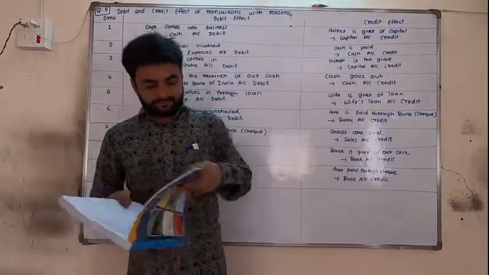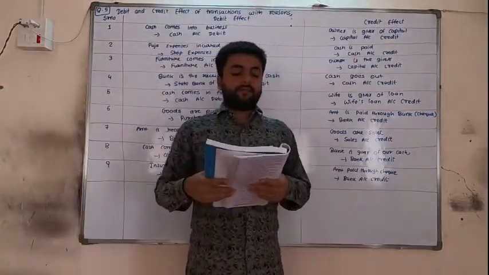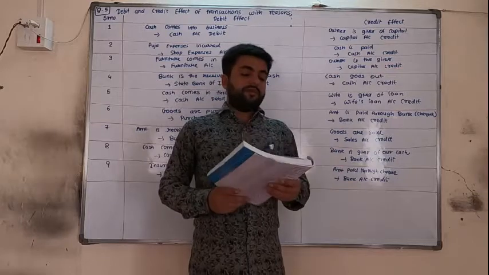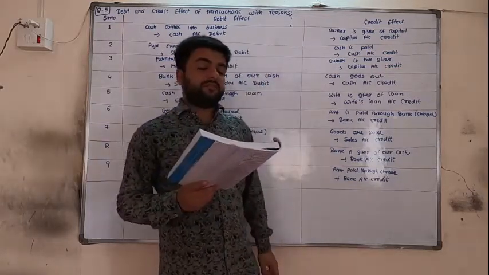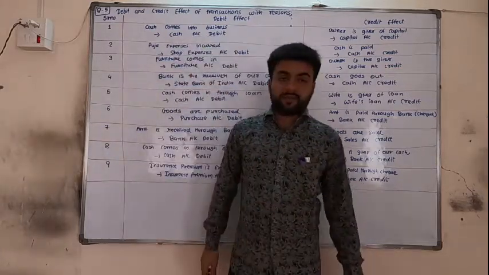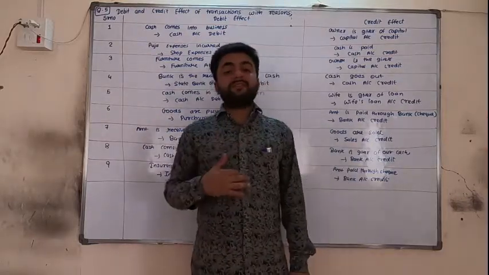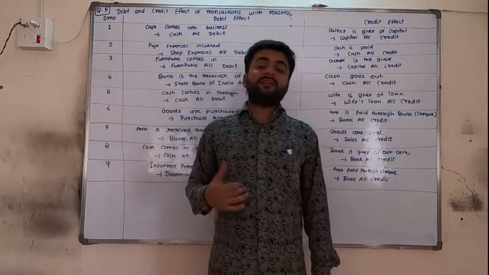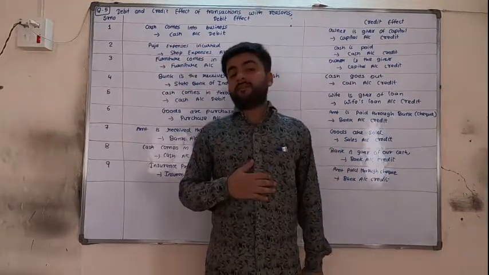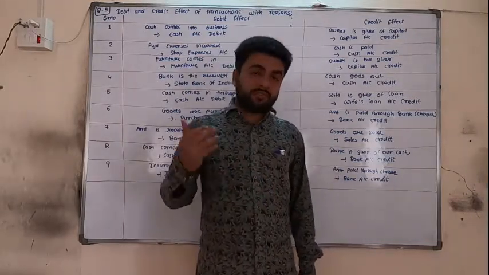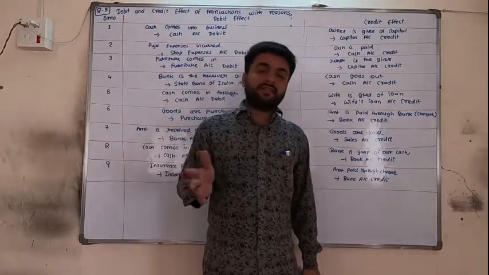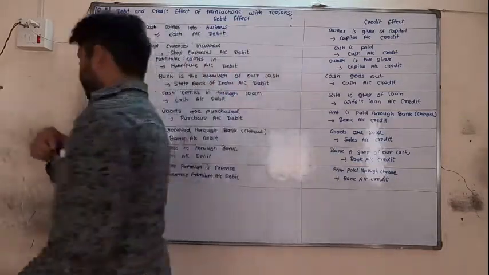Now next, number 11 more. 3,500 received from brokerage. When we are paying, it is the expense. Expenses are debit. When we are receiving, it is our income. So incomes are credit. Now nothing is clear. Through what have we received? If through check, then bank debit, and if nothing is mentioned, then cash is received.